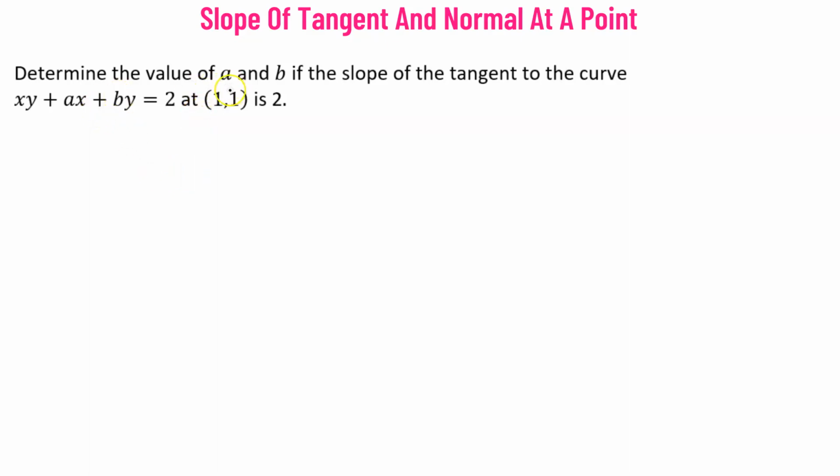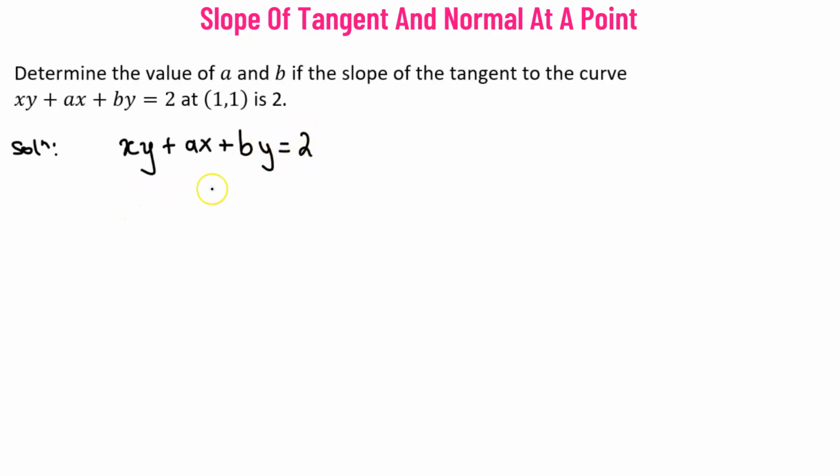Here we need to obtain the value of the constants a and b if the slope of the tangent to the curve at the point (1, 1) is equal to 2. So let us begin. Here we have the equation of the curve given by xy + ax + by = 2. This is given in implicit form.